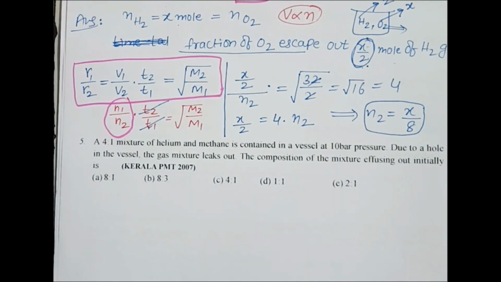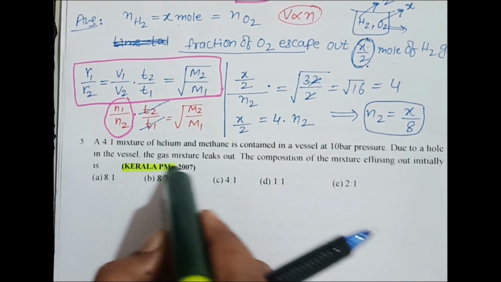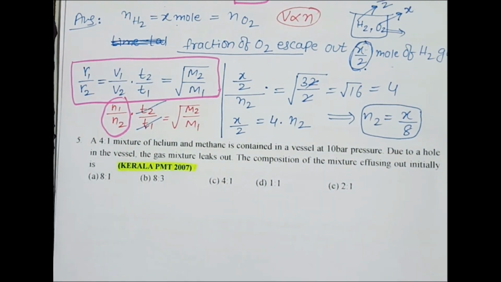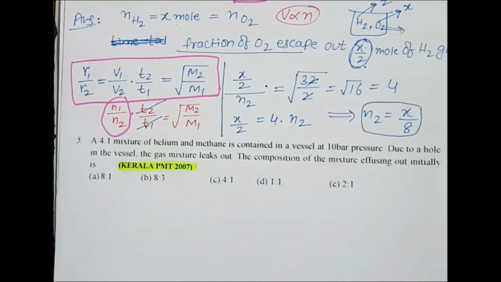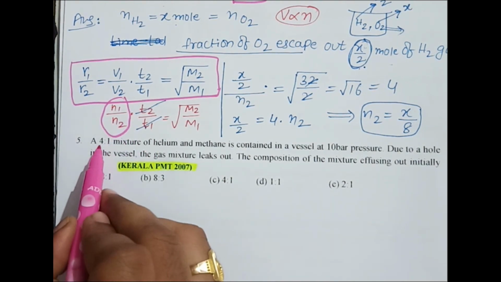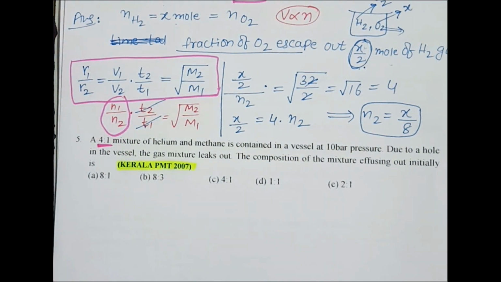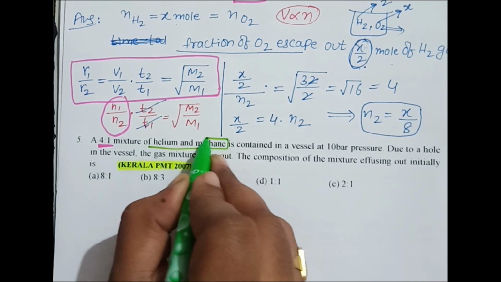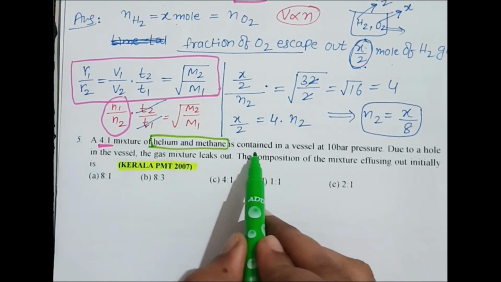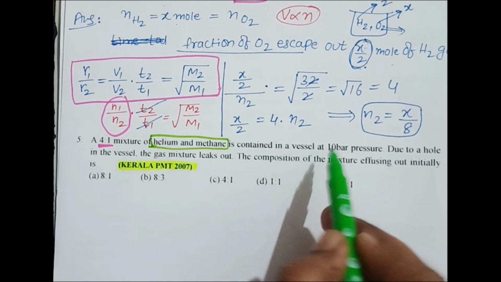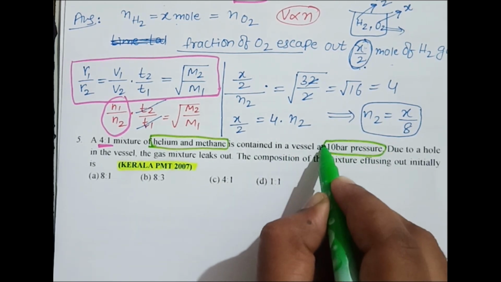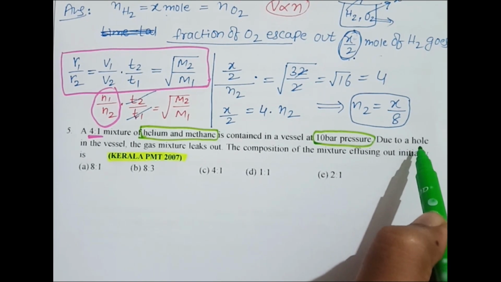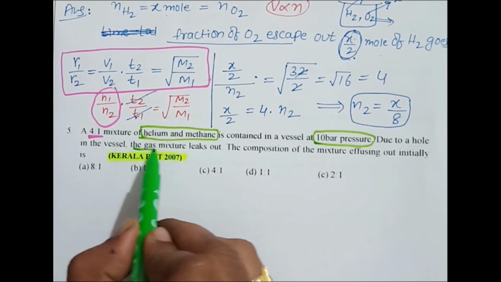Yes, this is asked in the Kerala PMT question. So you see, a 4:1 mixture of helium and methane. 4:1 mixture means 4 moles is to 1 mole. You can say 4:1 moles of helium and methane is contained in a vessel at 10 bar pressure. Due to a hole in the vessel, the gas leaks out.